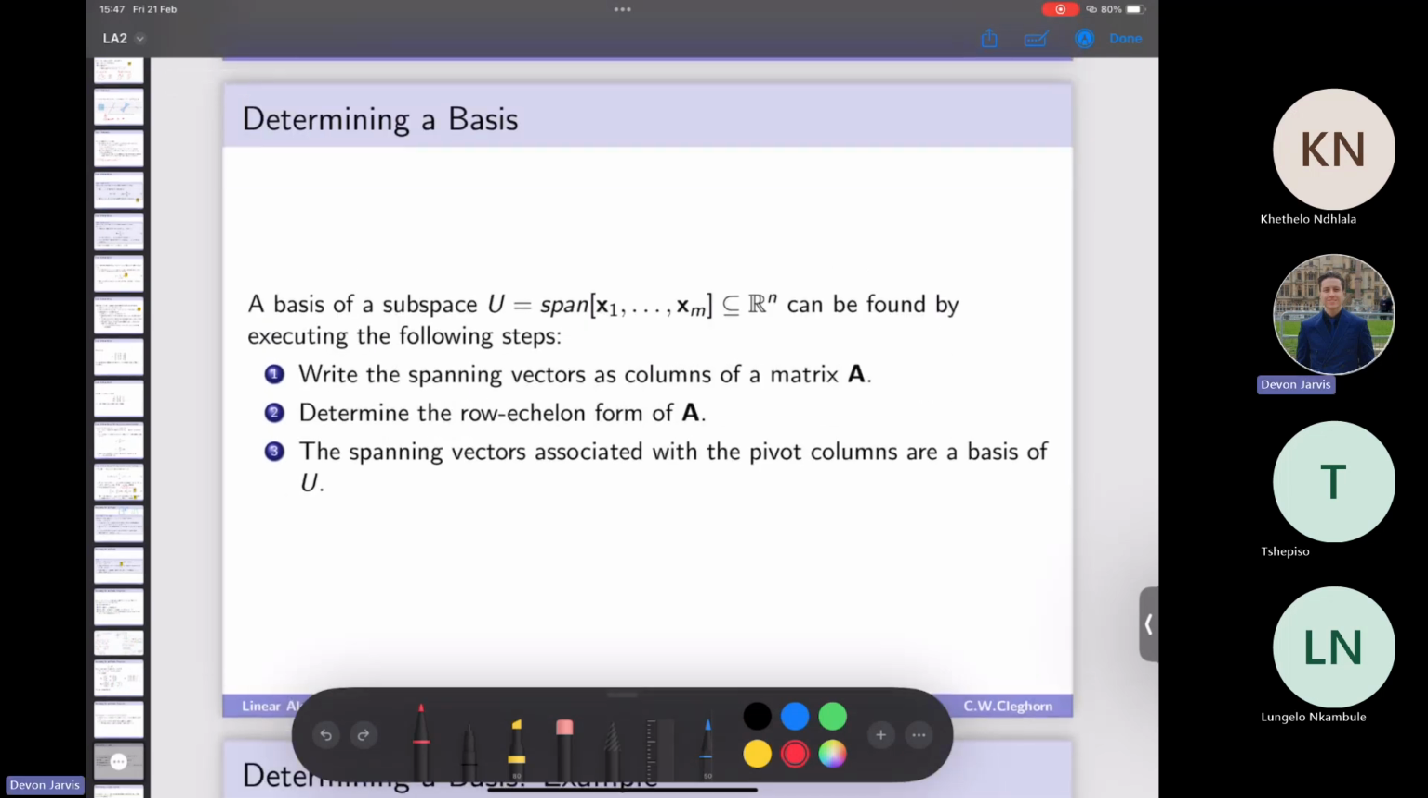Okay, so a basis of a subspace can be found by doing the following process. A basis of the subspace U can be found by the following steps. Write the spanning vectors as columns of matrix A, determine the row echelon form, and then the spanning vectors associated with pivot columns are the basis of U.